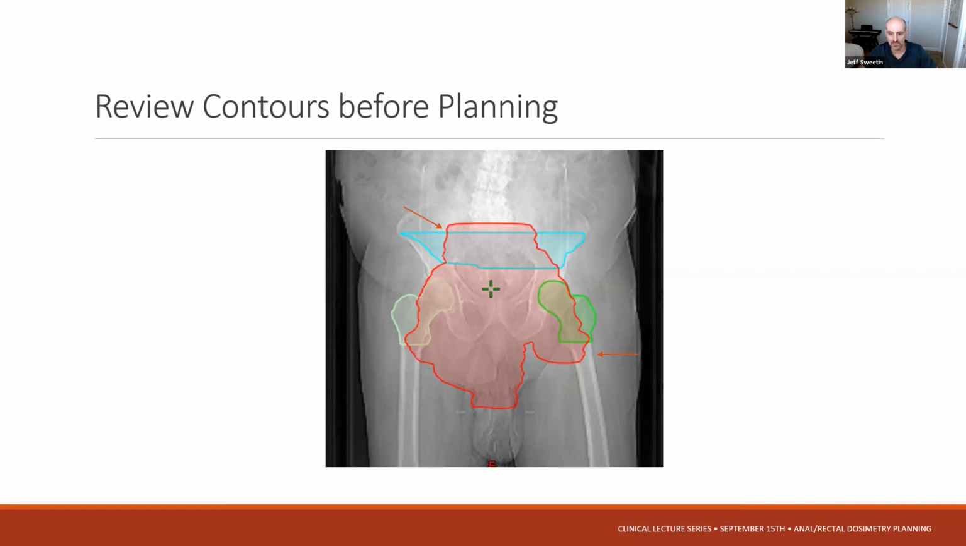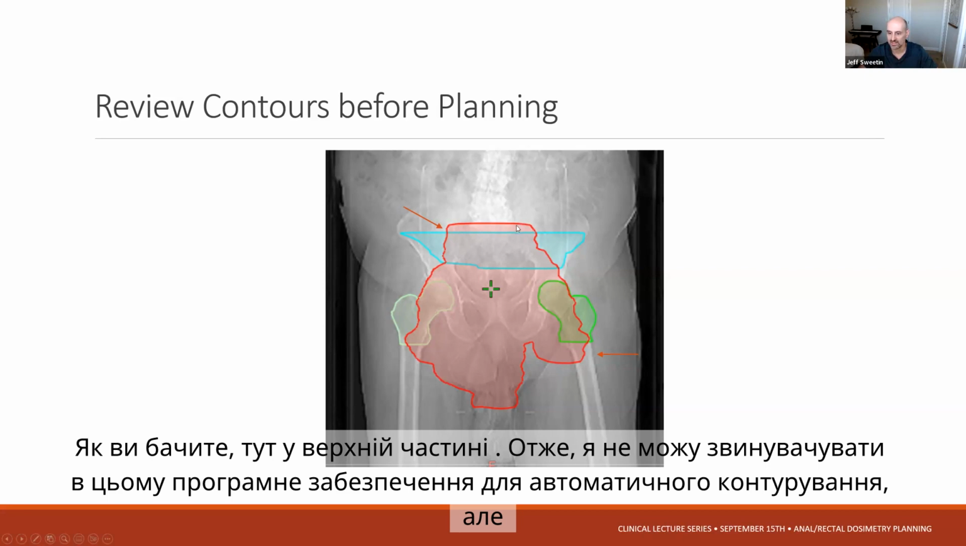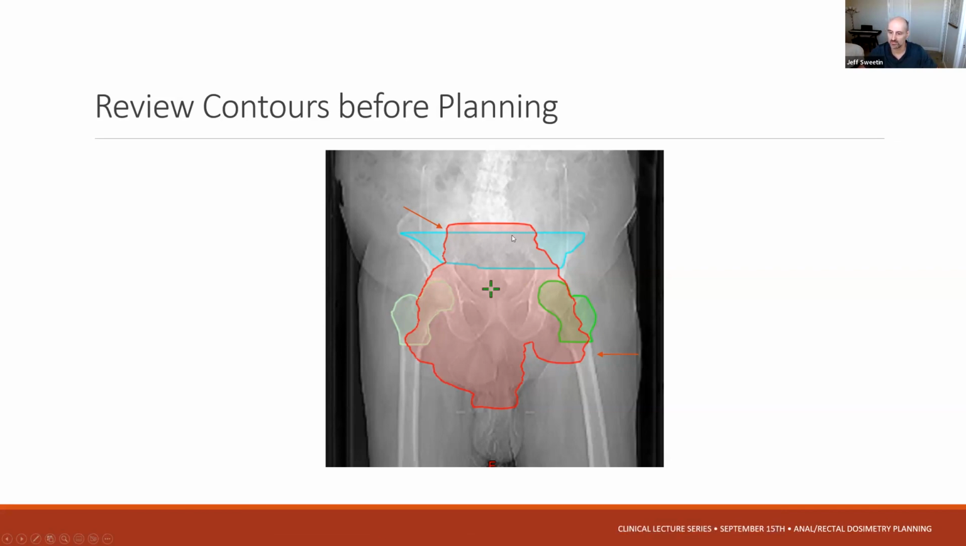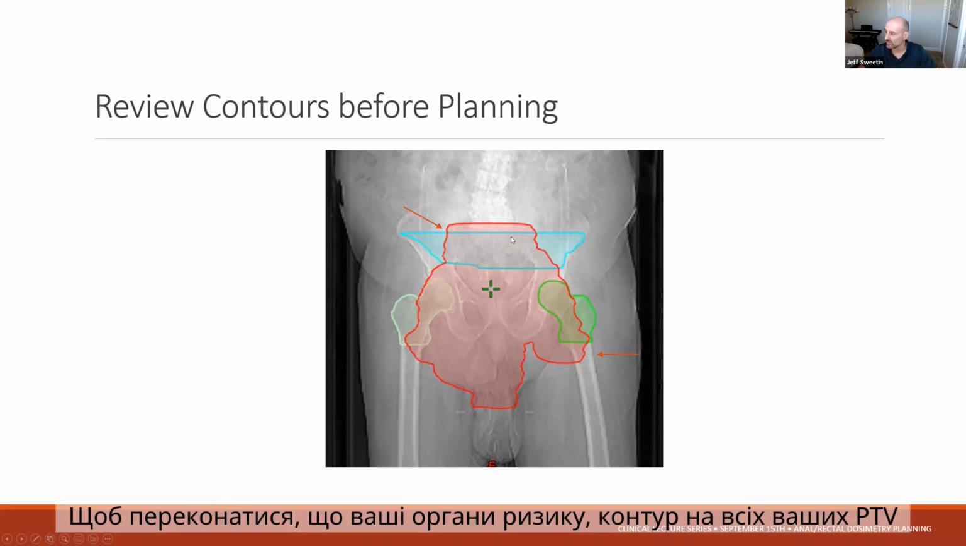So I'll be honest, I deleted the slices on top of the bowel here, as you see. So I can't blame this on the auto contouring software. But the point I wanted to make here was to be sure to verify your organs at risk are contoured on all your PTV slices as well.